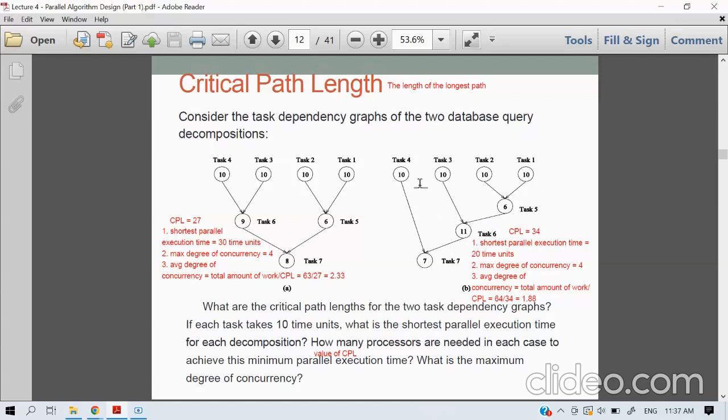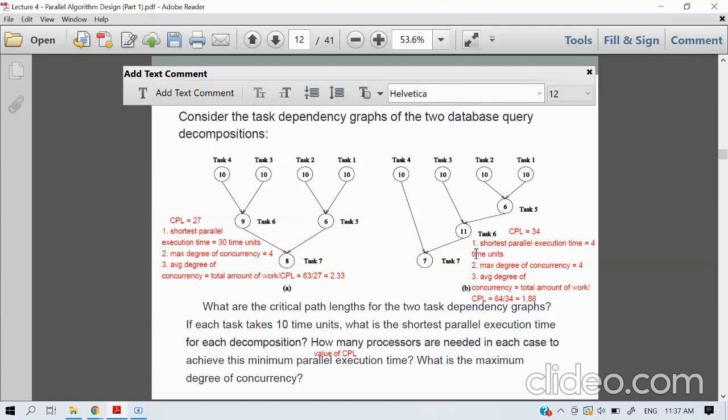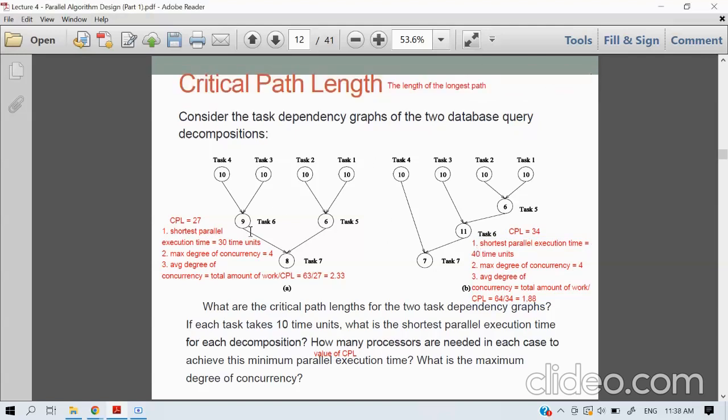Between 20 or 40? It should be 40, right? Yes, correct. So this answer is wrong. It should be 40. Okay, good. Alright, so next. Number 2.